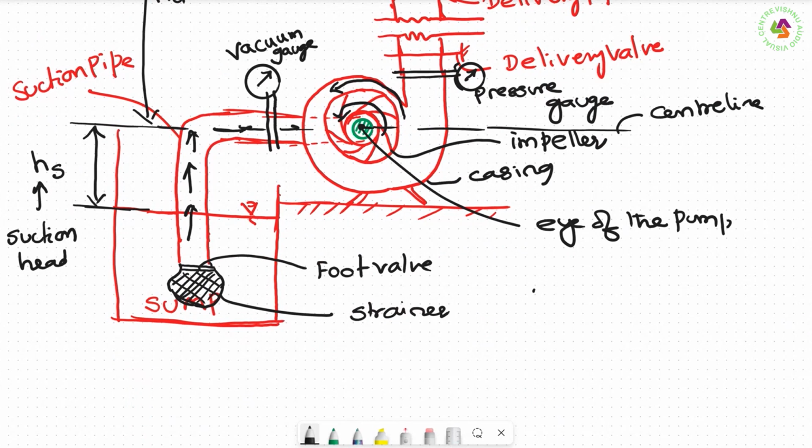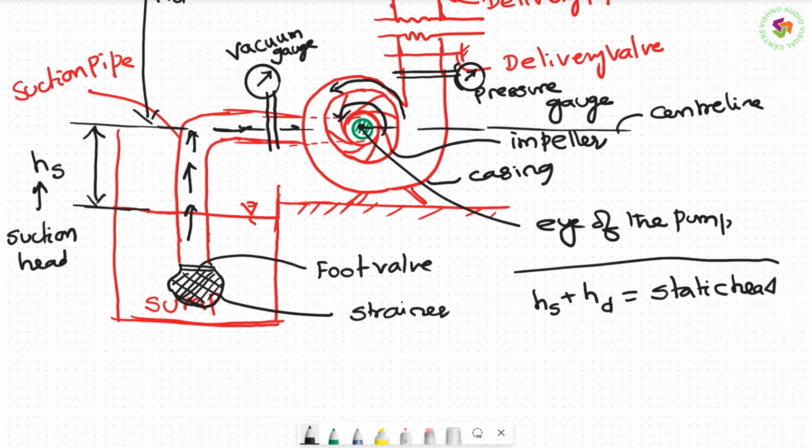Now, this HS plus HD, that means suction head plus delivery head, is called static head. The summation is called static head. So here I stop this figure.